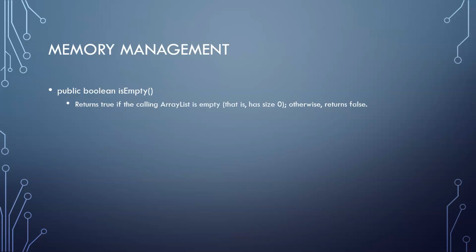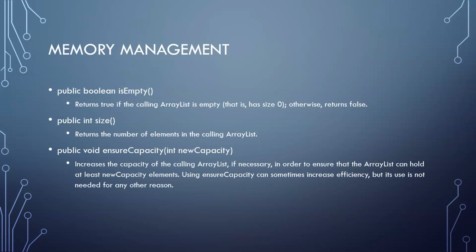Now, there are some things to talk about with memory management. Of course, you have isEmpty, which simply returns true if the array list is empty, which means it has a size of 0. Otherwise, it's going to be false. We also have the public int size, which simply tells us how many elements are inside of the array list. We have the public void ensureCapacity(int newCapacity), which simply increases the capacity of the calling array list if necessary in order to ensure that the array list can hold at least that new capacity of elements.